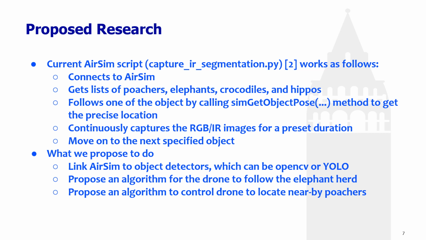And so what we propose to do is link AirSim to object detectors, and then propose an algorithm for the drone to follow the elephant herd around, and then propose another algorithm for other drones to locate poachers that may be nearby this elephant herd that we are now locating. The main purpose of this is that we can track the movements of elephants and prevent poachers from getting close to them.